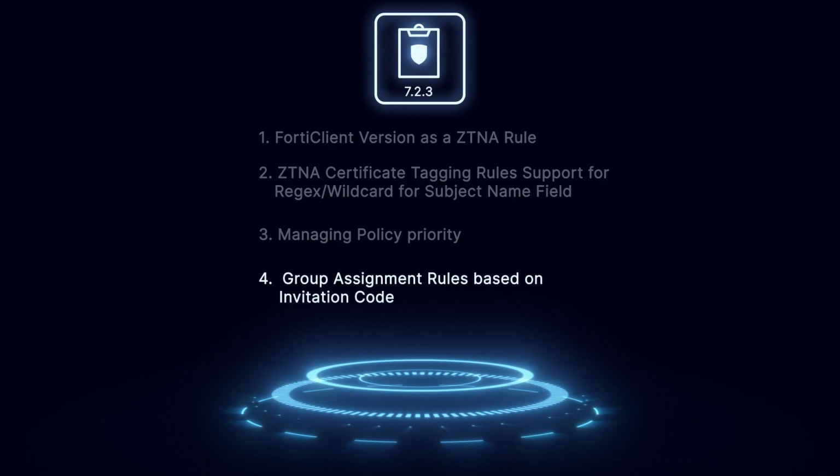Today, for Windows and macOS, an EMS administrator can create a deployment package with an embedded installer ID. Using this installer ID, the EMS administrator can then create a group assignment rule. For iOS and Android devices, we cannot embed installer IDs as the installers are downloaded from the device's respective Apple App Store or Google Play Store.